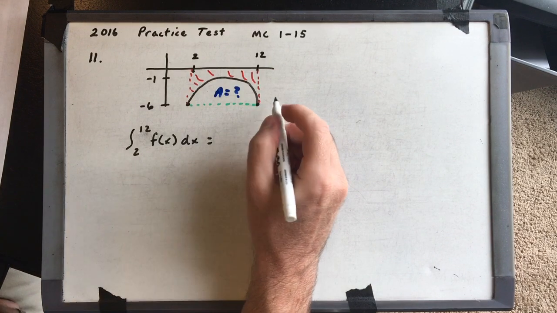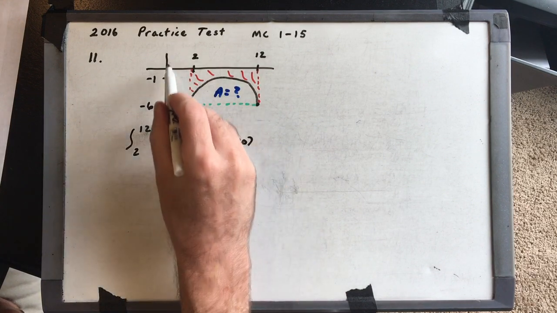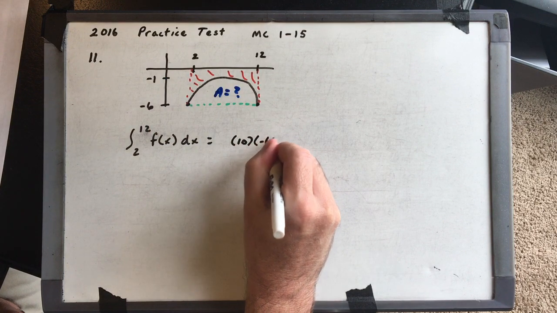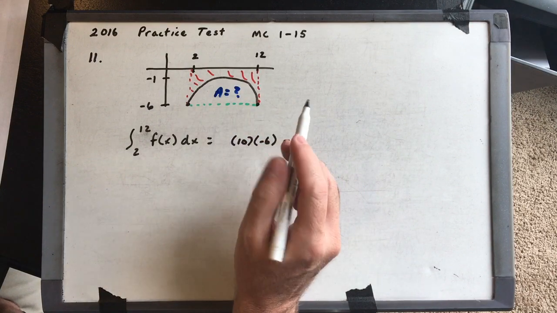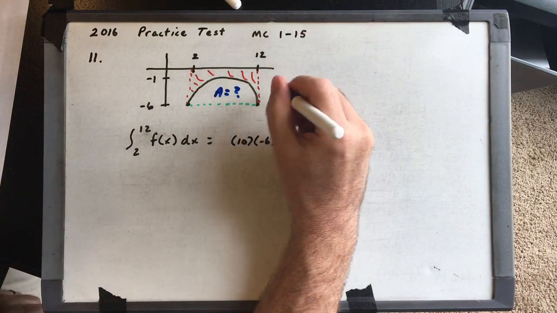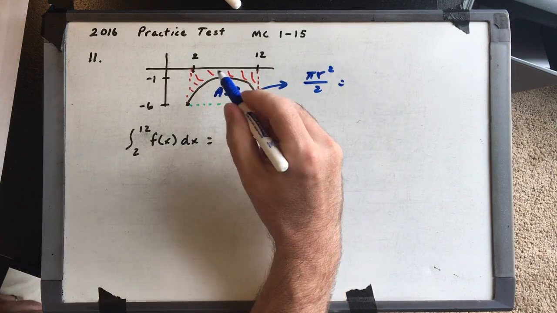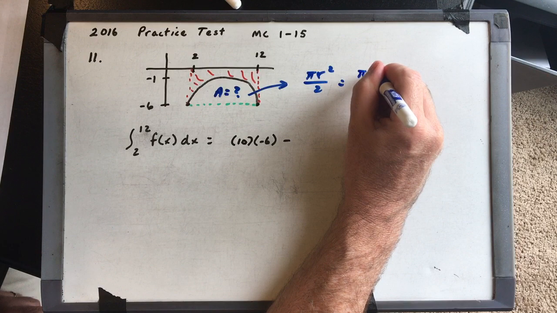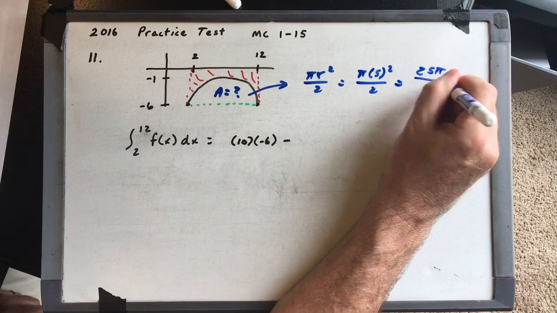So the whole area is going to be 12 minus 2 is 10. And then you've got 6, right? And it's below, so 10 times -6. And then you've got to subtract out the semicircle. Well, the area for that, I'll put that in blue. So for a circle, it's pi r squared, right? So it'd be pi r squared over 2. The radius is from -6 to -1, so that'd be 5. So pi times 5 squared over 2. 25 pi over 2.